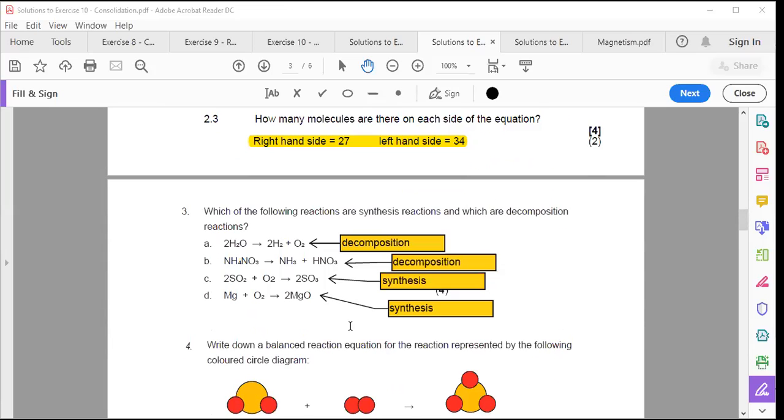Right, then we go to next one, question number 3. We've got 5 minutes left. We have got which of the following reactions are synthesis reactions and which ones are decomposition reactions?